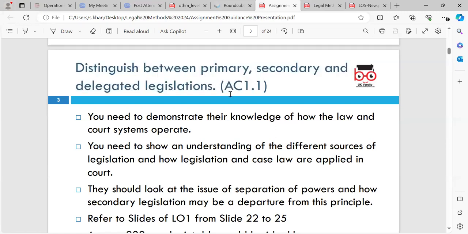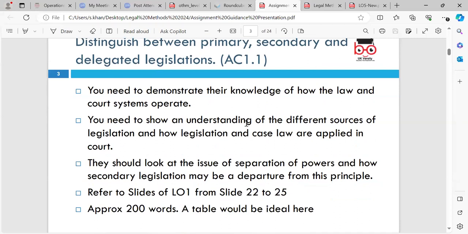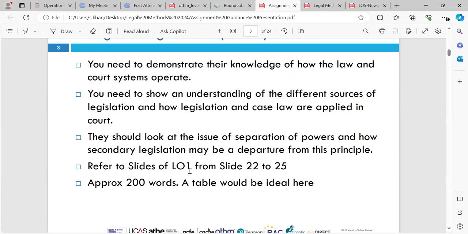So in this one, first one, you must distinguish between primary and secondary and delegated legislation, and that's AC 1.1. You need to demonstrate their knowledge of how the law and court systems operate. You need to show an understanding of the different sources of legislation and how legislation and case law are applied in the court. You need to look at the issue of separation of powers and how secondary legislation may be a departure from this principle. You need to refer to learning outcome one from slides 22 to 25 and have approximately 200 words. Here, a table would be ideal.